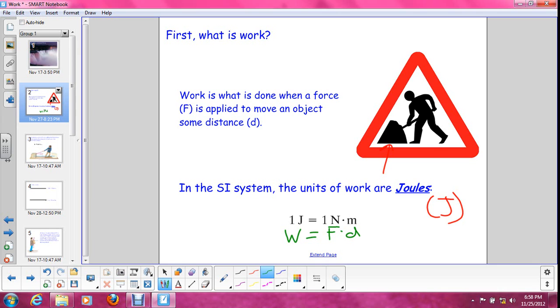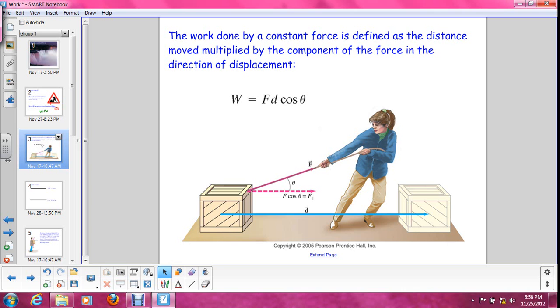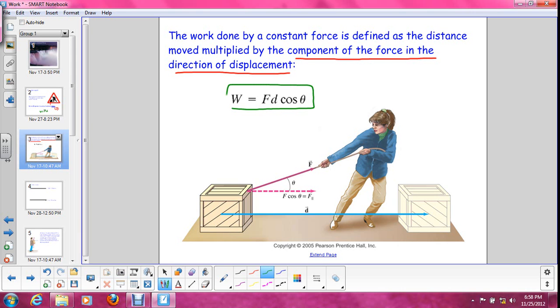So work is equal to force times distance is the general shape, I guess, of the equation for work. But it's a little more complicated than that. It turns out the work done by a constant force, not changing, is defined as the distance moved multiplied by the component of the force in the direction of displacement. Now, what the heck does that mean? Well, mathematically, that means our equation looks like this. Work is equal to the force applied times the displacement times the cosine of the angle at which the force is applied.